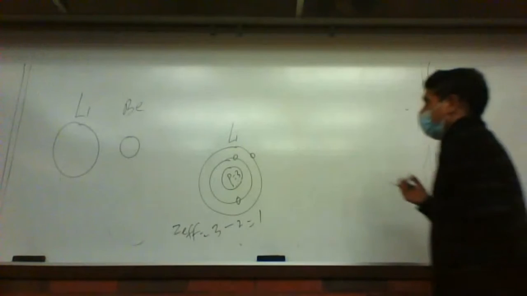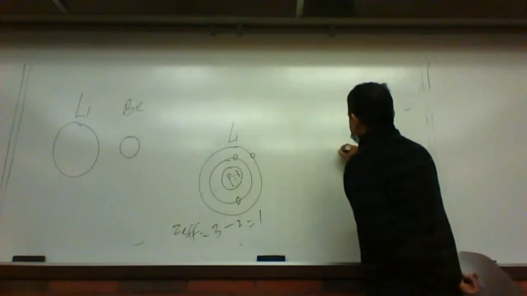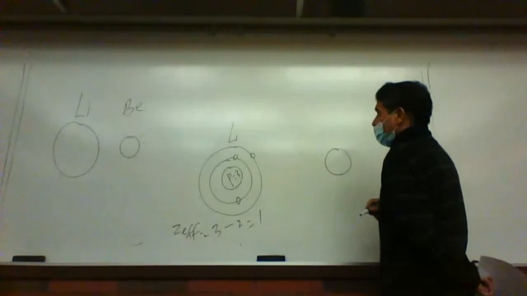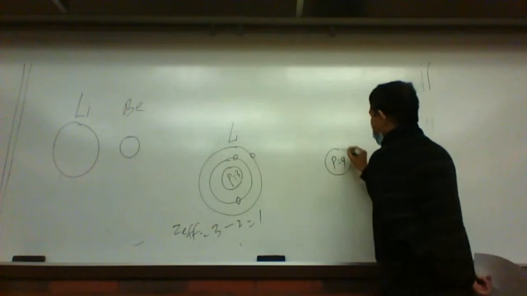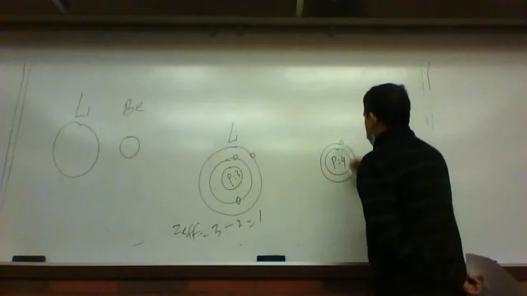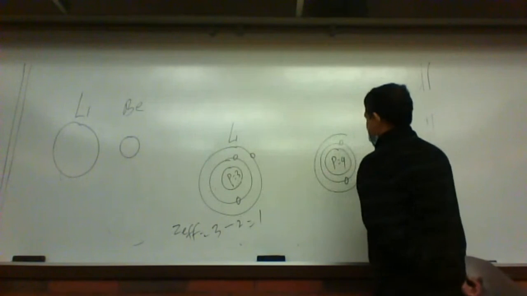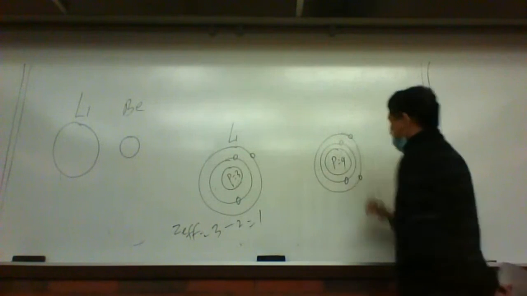Now let's draw the same thing for the beryllium. So beryllium is number 4. So proton are 4. In the first orbit, I'm going to write 2. In the second orbit, I'm going to write another 2, like this.